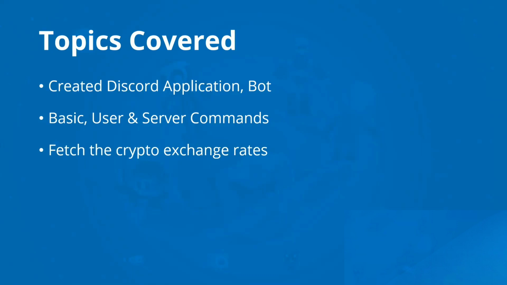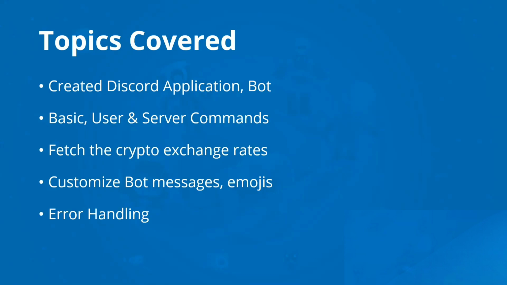And we have seen how to fetch the cryptocurrency exchange rates by using the CoinGecko API, a third party API. And also we have seen how to customize the bot messages, how to send the unique code and the custom emojis. Also how to identify the errors and how to fix the errors, handling errors in the application.